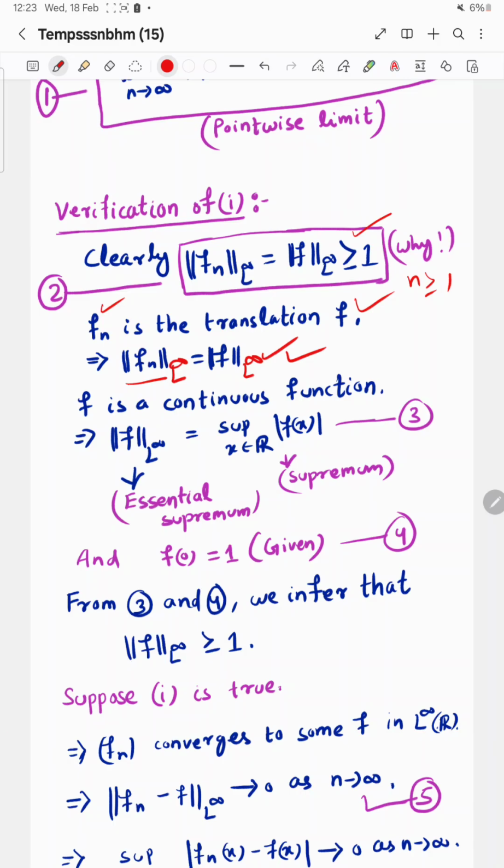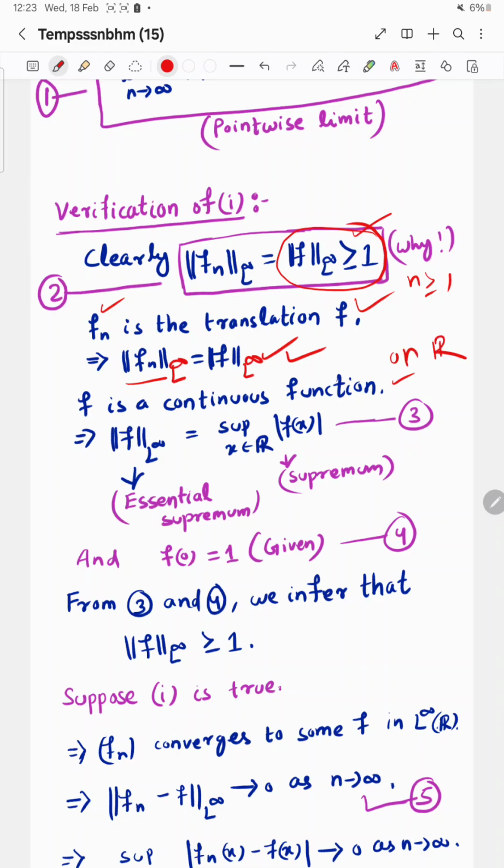Now we have to check that the L infinity norm of these functions is greater than or equal to 1 also. We are given that f is a continuous function on R, and a continuous function has a nice property.